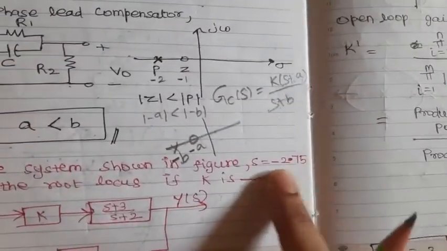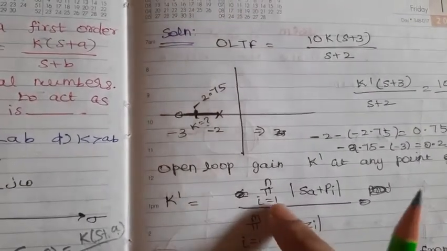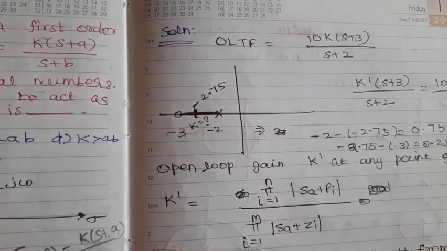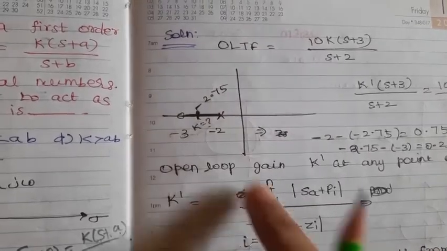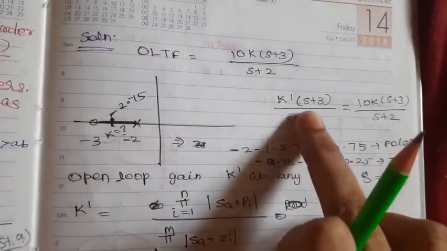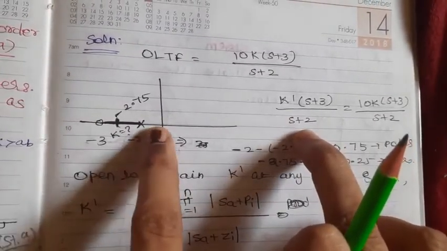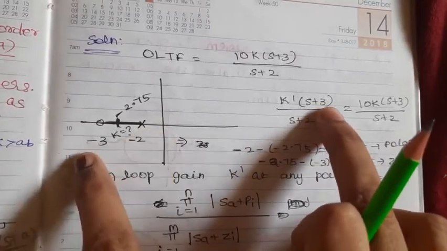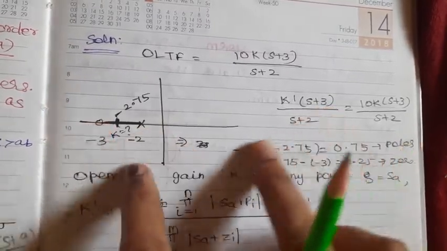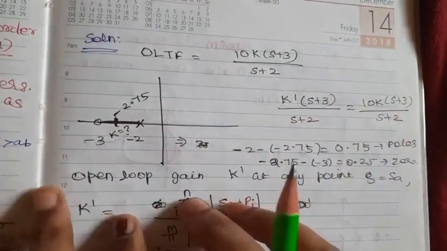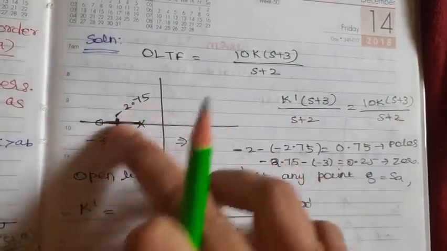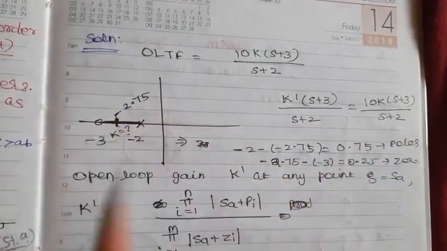So what else is given? A point is given: S is equal to minus 2.75. We will plot it in the root locus. So here, what is the pole location? This is the pole location: at S equal to minus 2, 1 pole. At S equal to minus 3, 1 zero. See, this is the root locus diagram. So at S is equal to minus 2.75 we need to find out the K value.